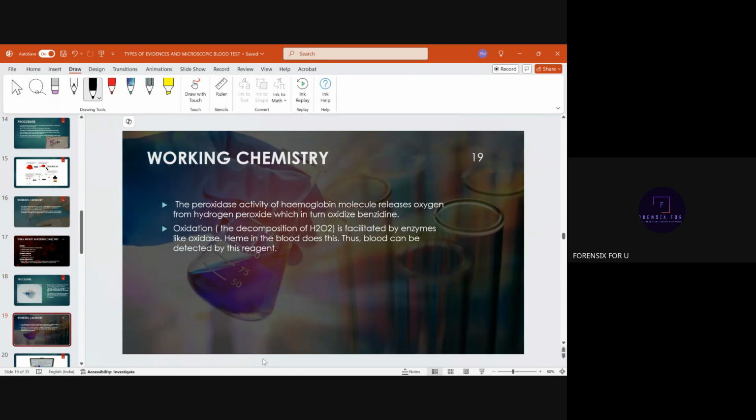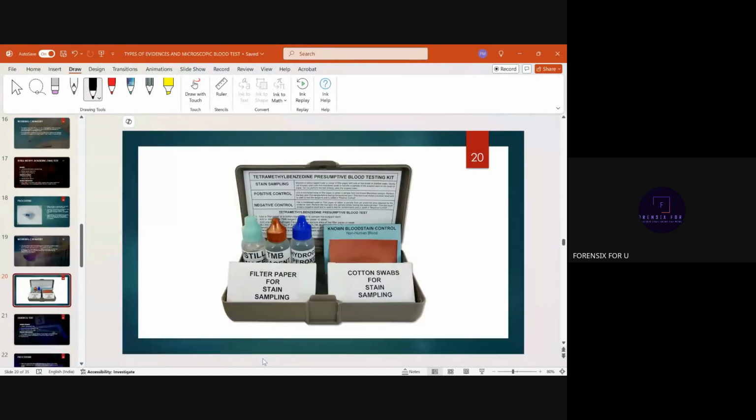So this is because of the peroxidase activity of hemoglobin. Hemoglobin in the blood exhibits peroxidase activity. Peroxidase activity means release of nascent oxygen from hydrogen peroxide, reducing it to water and creating a highly oxidizing agent, that is nascent oxygen, which can ultimately turn any environment acidic, and this acidic environment can give a color test which can indicate that blood may be present in that sample.